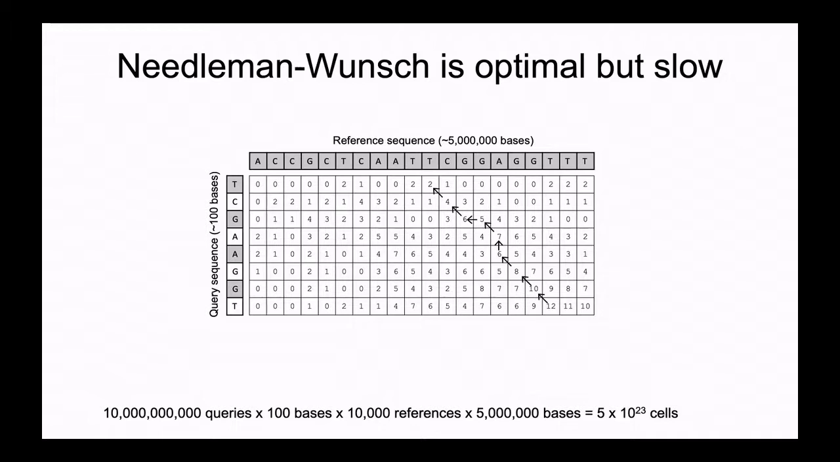So you might have about 10 billion query sequences. These are the shotgun sequences. 100 bases each, times, say, 10,000 references, times 5 million bases per reference. It's about 5 times 10 to the 23rd cells you have to fill if you wanted to just brute force your way through and get the optimal alignment for the whole data set.